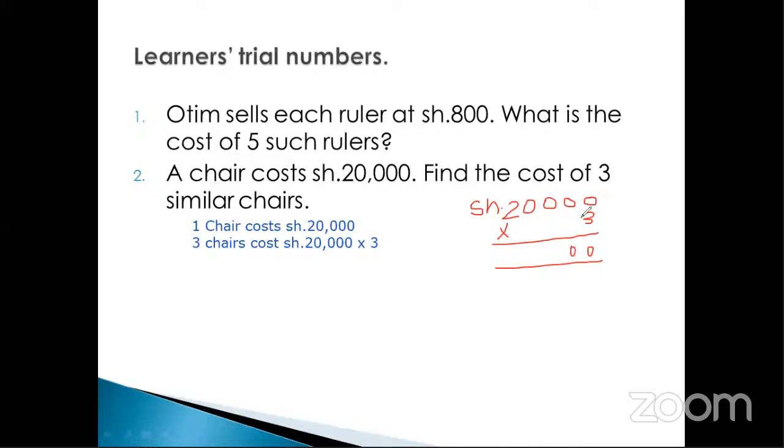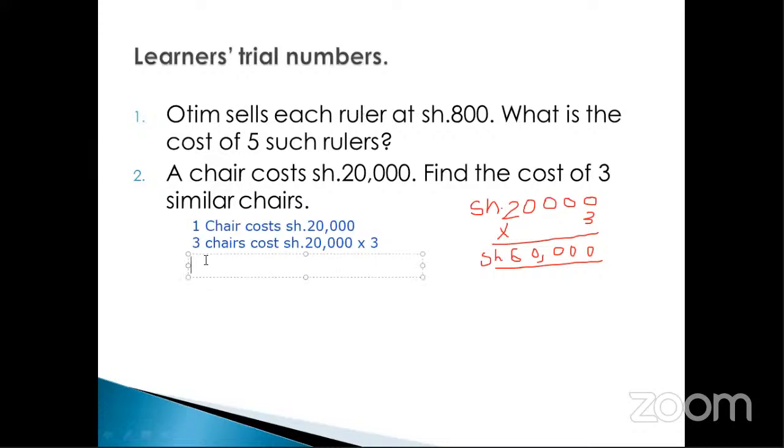You need to know how many zeros are there. 3 times 0. You need to know which place value you have reached so far. Now we have gone to the 3rd one. Now we are going to the 4th. 3 times 0, we get here 0. Then 3 times 2, we get here 6. So the amount of money for 3 chairs is 60,000 shilling.